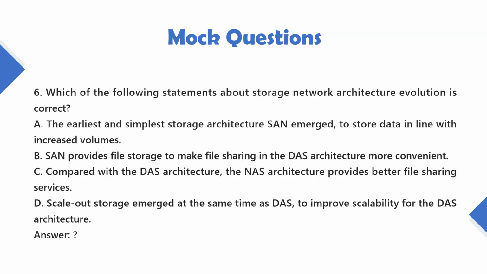6. Which of the following statements about storage network architecture evolution is correct? A. The earliest and simplest storage architecture SAN emerged to store data in line with increased volumes. B. SAN provides file storage to make file sharing in the DOS architecture more convenient. C. Compared with the DOS architecture, the NAS architecture provides better file sharing services. D. Scale-out storage emerged at the same time as DOS, to improve scalability for the DOS architecture.